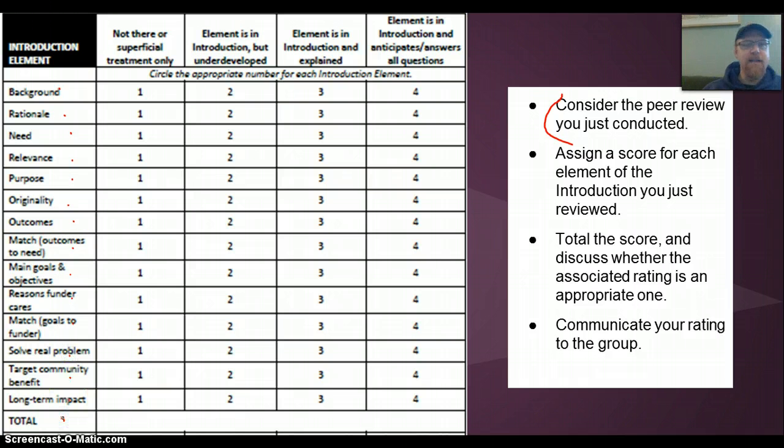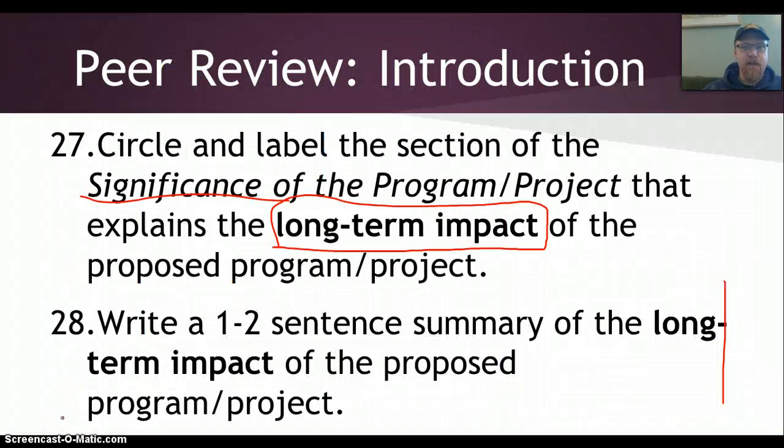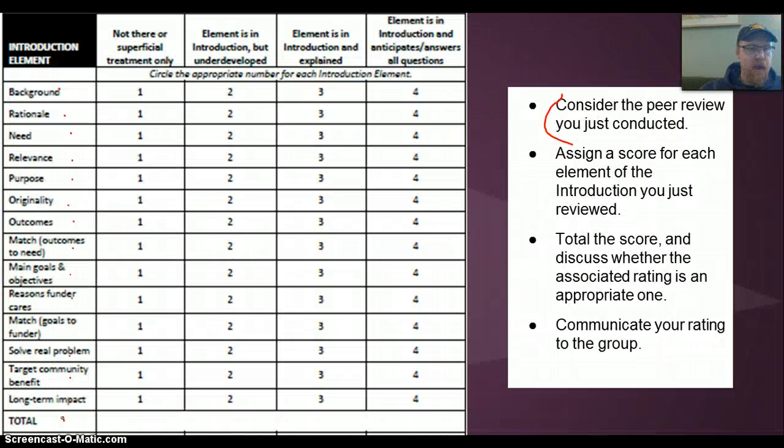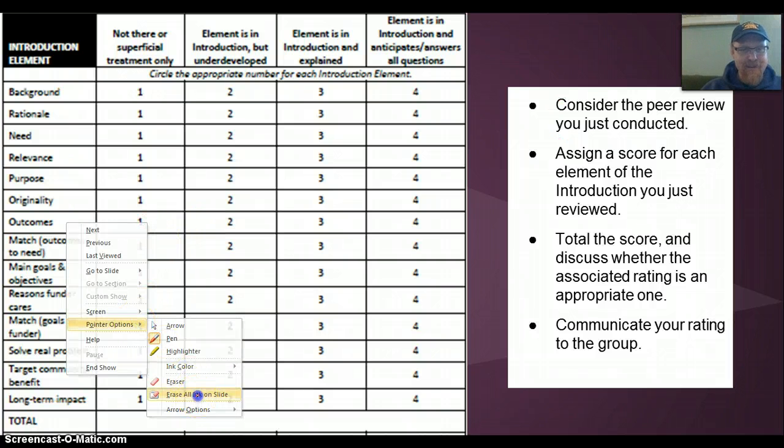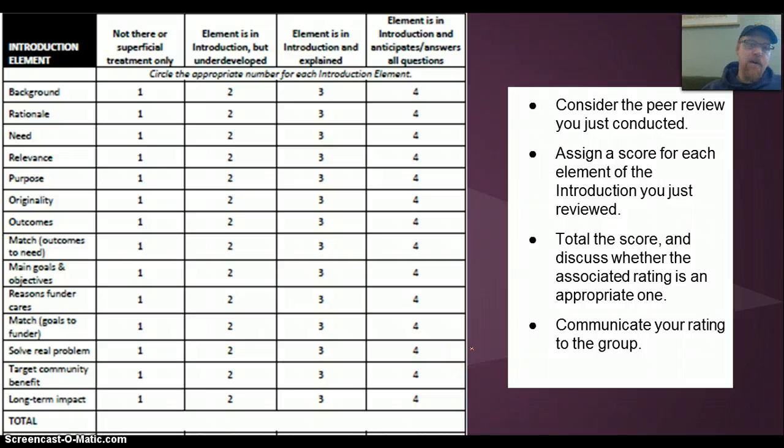For each of the slides that I just showed you, for example, this one, long-term impact, looky there, long-term impact. Well, it looks like I just marked it out, but you get what I'm doing. Let me erase the ink. All right, so each of those has a row on this scoring sheet.